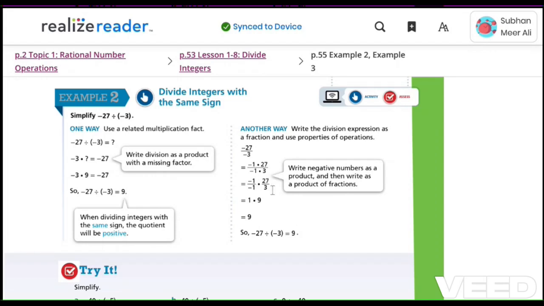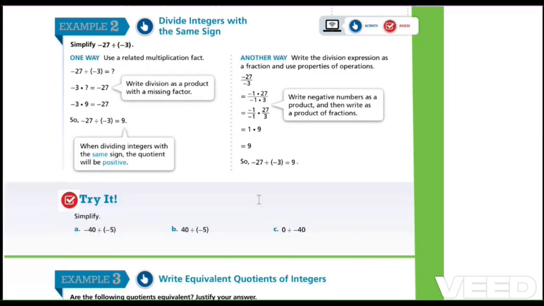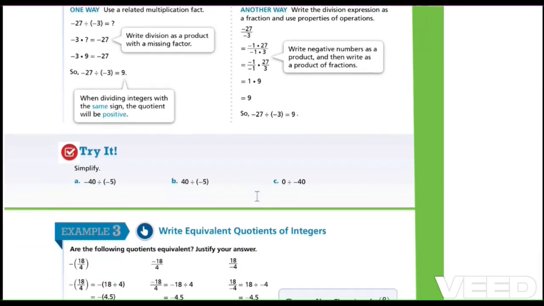Now, I'm going to give us some time to go ahead and try the triad exercises. So I'll pause the video here. Go ahead and try triad A, B, and C in your groups on page 55. I'll pause here.